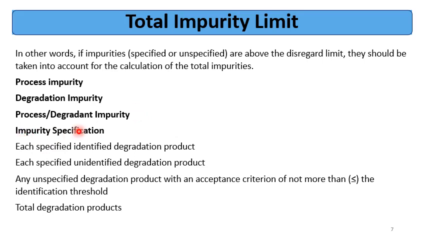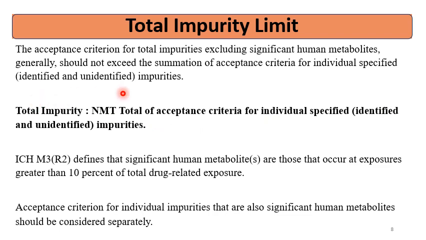So the impurity specification includes each specified identified degradation product, each specified but unidentified degradation product, and any unspecified degradation product with an acceptance criterion of not more than the identification threshold. This identification threshold criterion is given to the unknown and unspecified impurity. Then the total degradation product or total impurity limit comes into the picture.